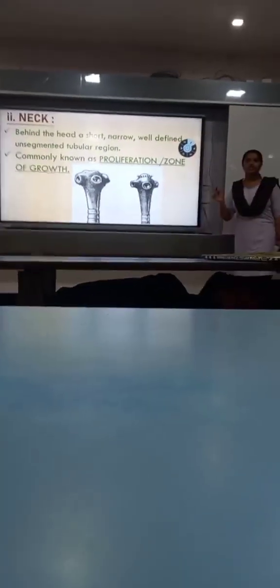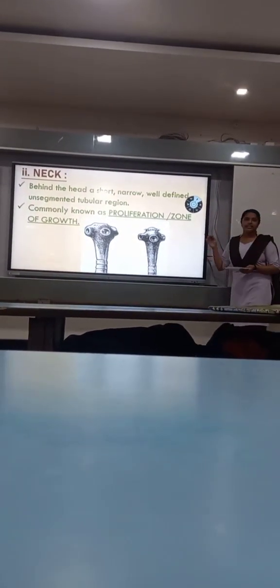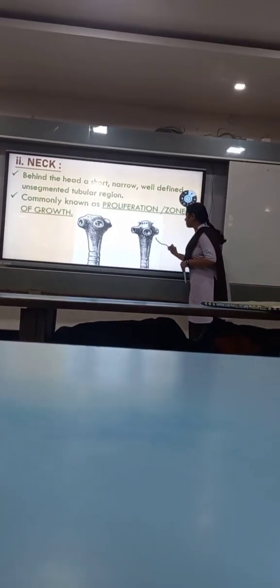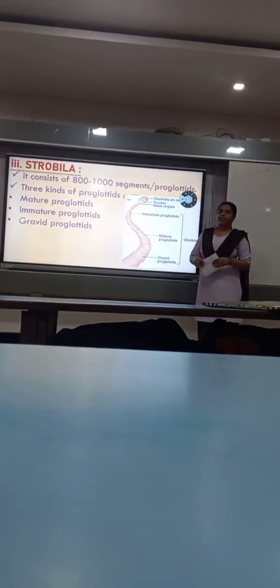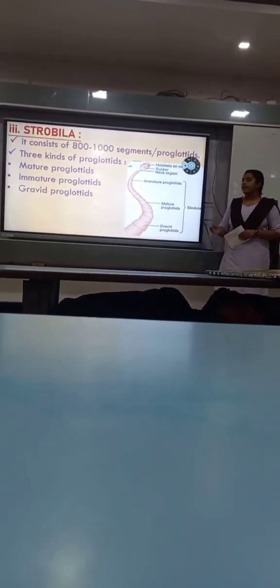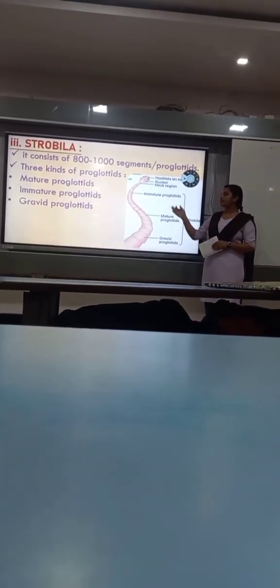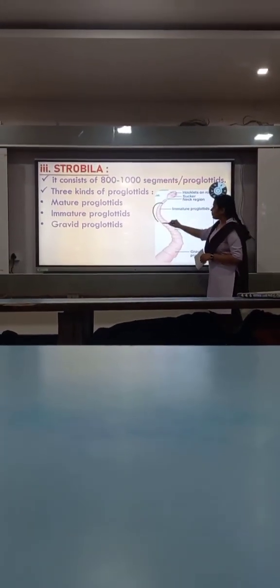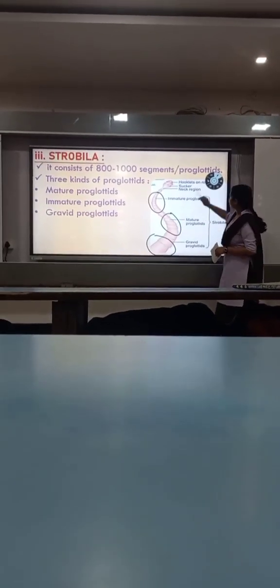Now neck. It is the unsegmented tubular region behind the head, very short, narrow, and well defined. It is also known as the zone of growth or proliferation. As you can see, this is the neck region. Strobila. It consists of 800 to 1000 segments, which are also known as proglottids. Here, it has 3 kinds of proglottids: immature proglottids, mature proglottids, and gravid proglottids. These are the immature proglottids, mature proglottids, and gravid proglottids.